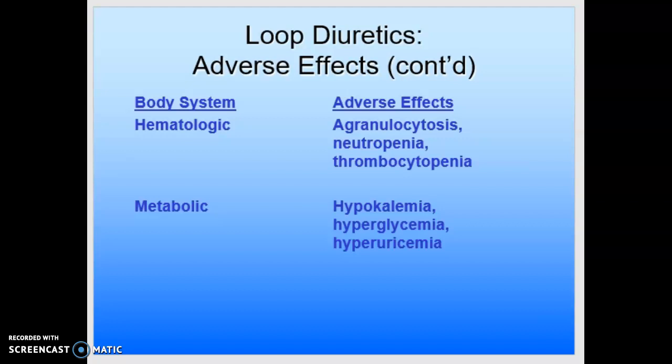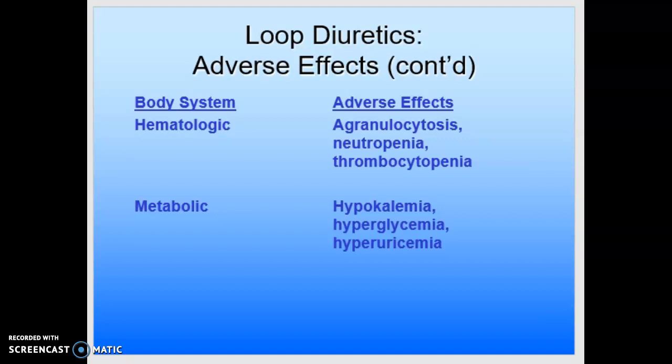Another thing I want to note about the loop diuretics, particularly one of the major differences between Lasix and Bumex, is that Bumex is 40 times more potent than Lasix. So it is often used in very minute amounts in situations where Lasix is going to be too hard on the kidneys.